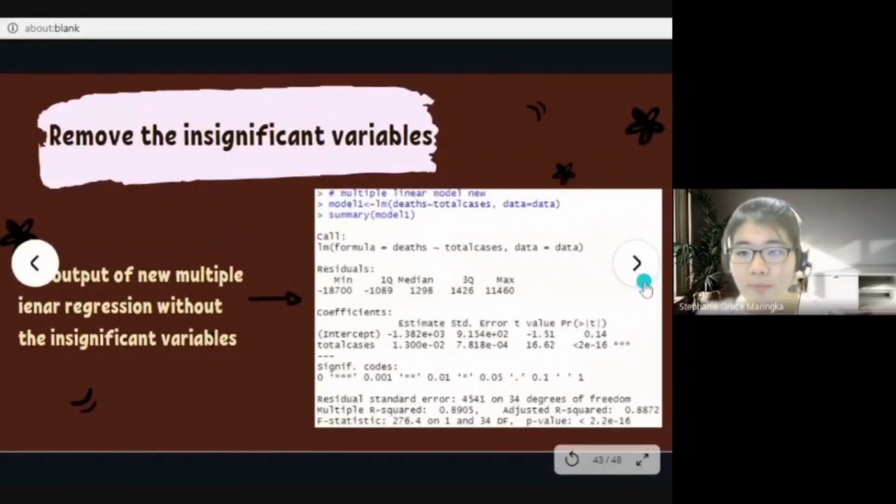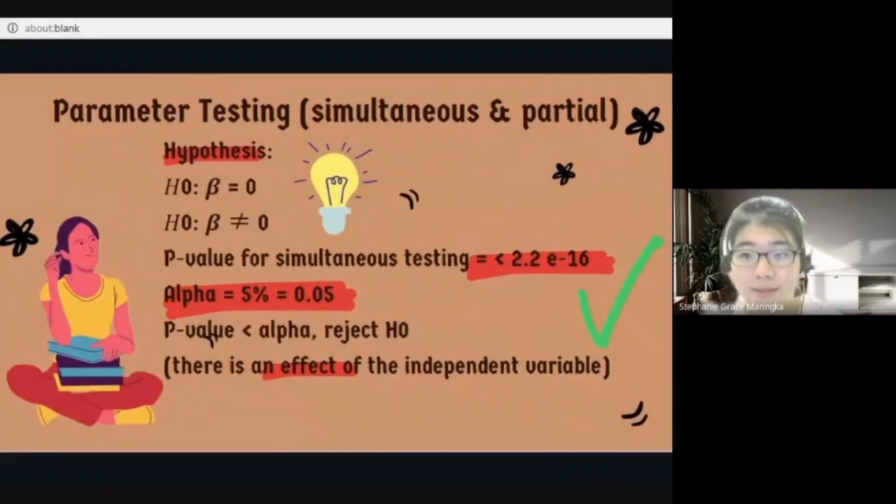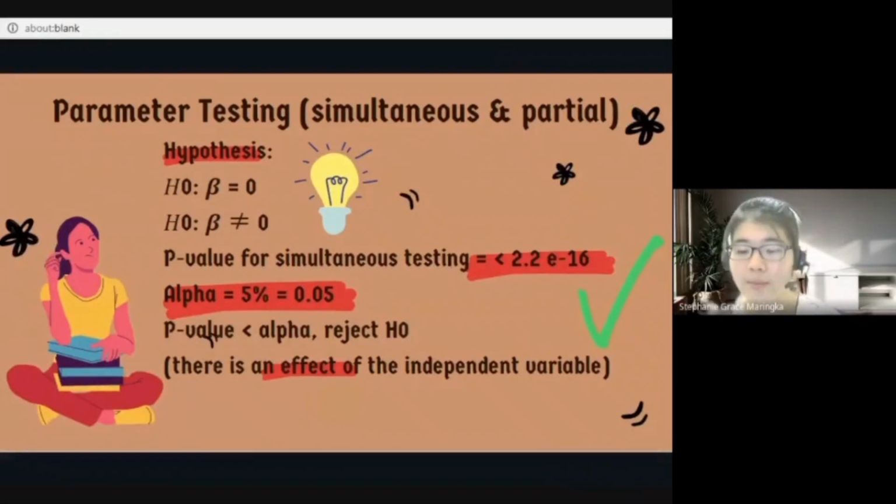And now this is the output of the new model without the insignificant variables. Because there is only one significant variable, the results of simultaneous and partial testing are the same. P-value is less than alpha, therefore we can decide that there is an effect of the independent variable on the value of deaths.